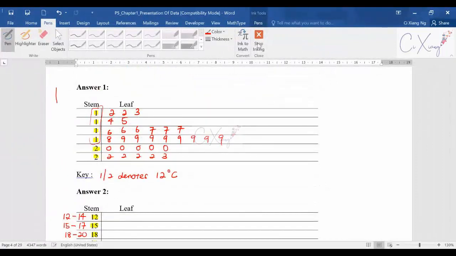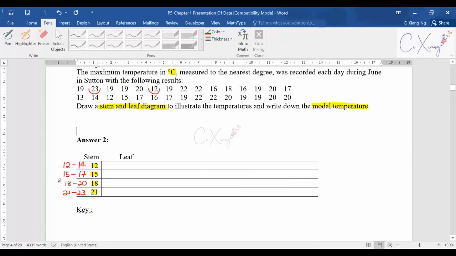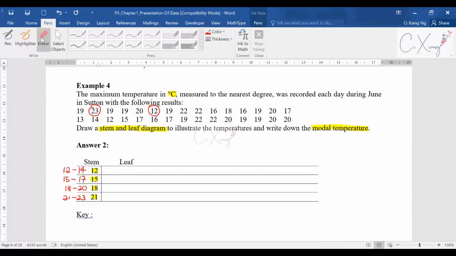How can you put all the values into the table? Maybe I need to delete this answer so that you can have a look here. Let's have a look at 19. I'll put 19 under this 18, because 19 is between 18 and 20, right? So I'll put it under here.